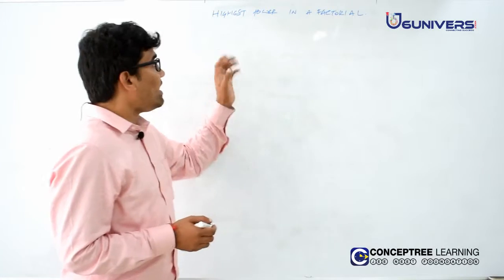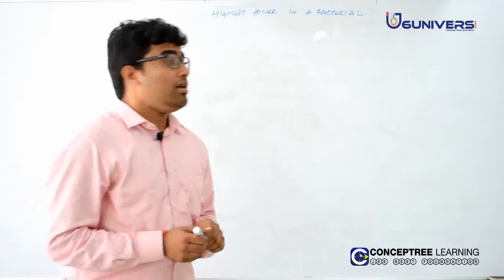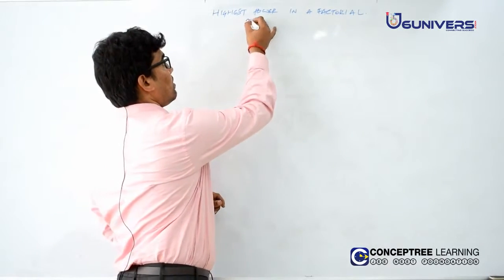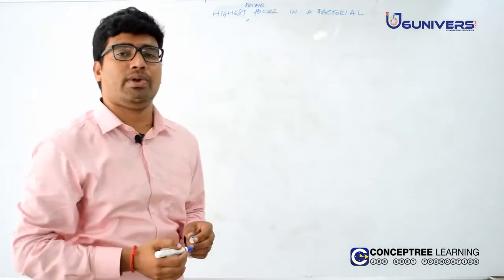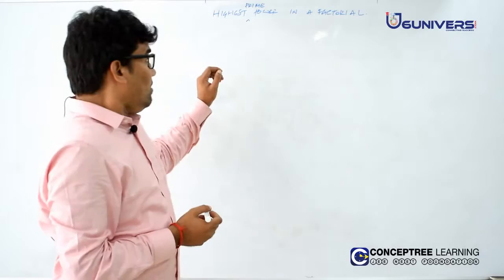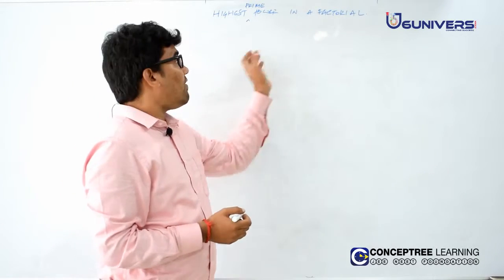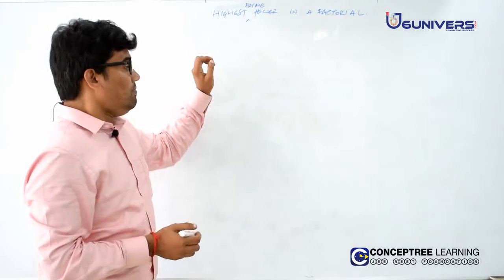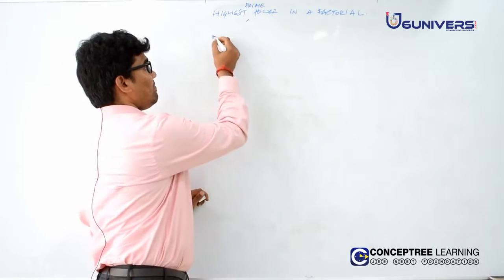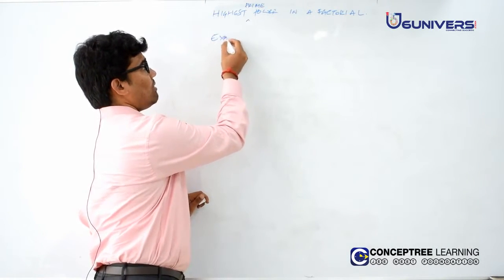So when I say highest power in a factorial, let's be more specific. So highest prime power in a factorial, because if we cover this case, then we have covered all the cases as it is. So let's take an example where this concept might be useful.